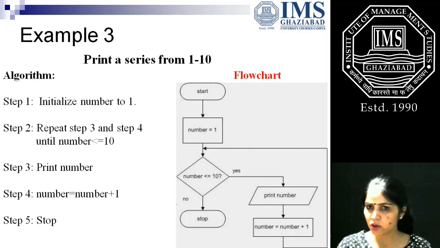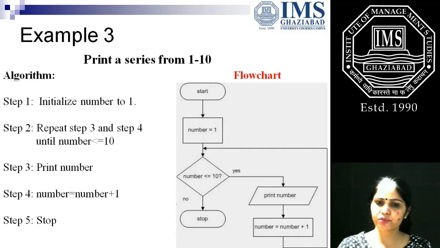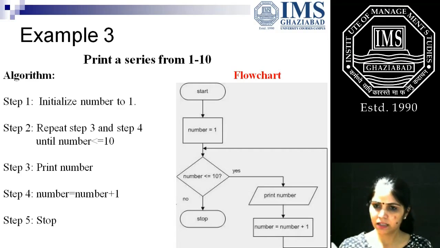We have initialized the value of number, and now we have checked whether the number is less than or equal to 10. Yes, it is. We'll print the number. That means 1 would be printed. Then we have number is equal to number plus 1. That means the value of number would be 2. And we'll again move to the decision box. Here again we would be checking whether the number is less than or equal to 10. Again it is yes.